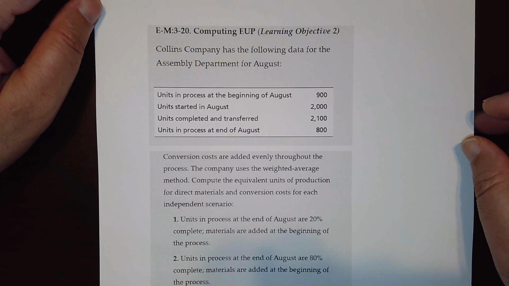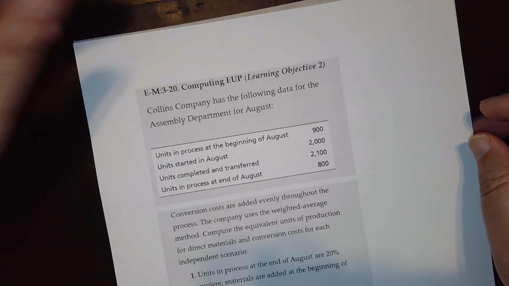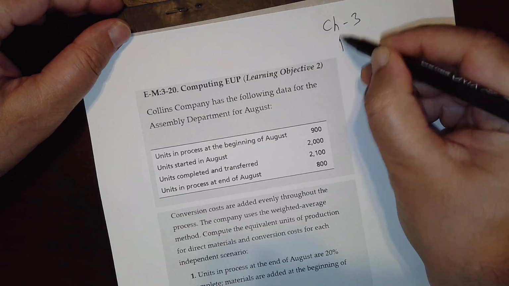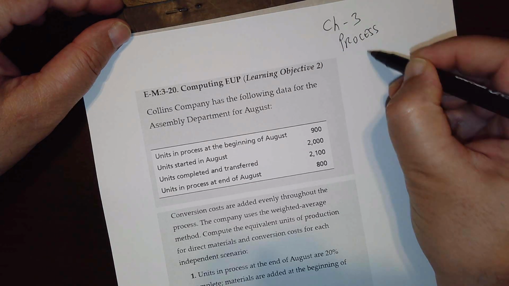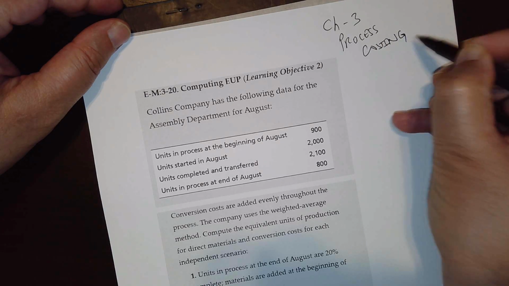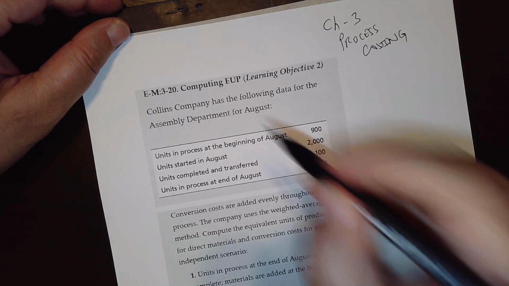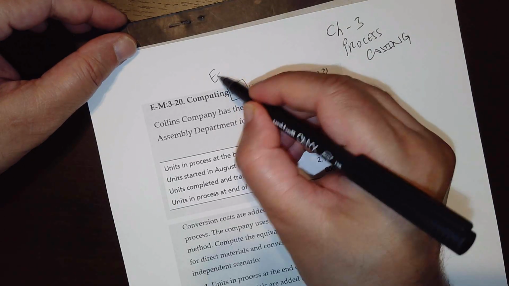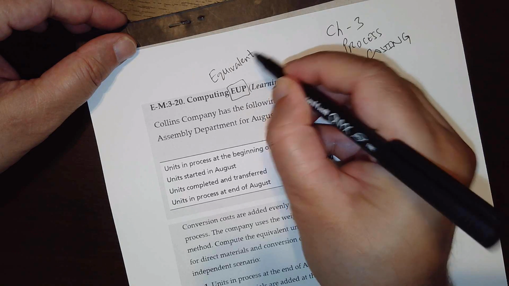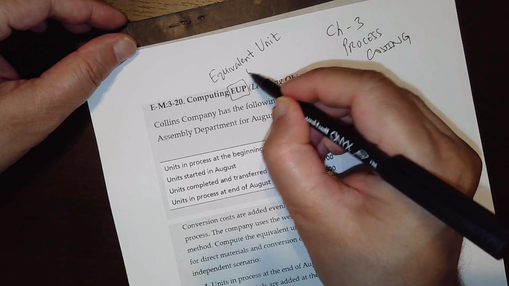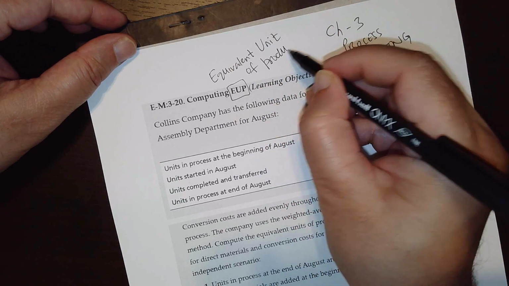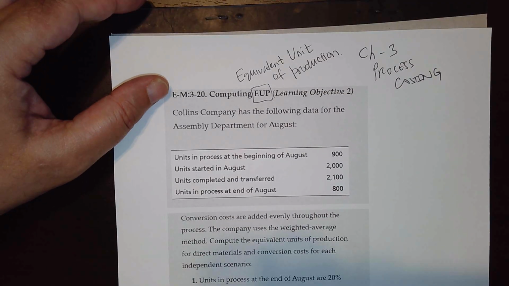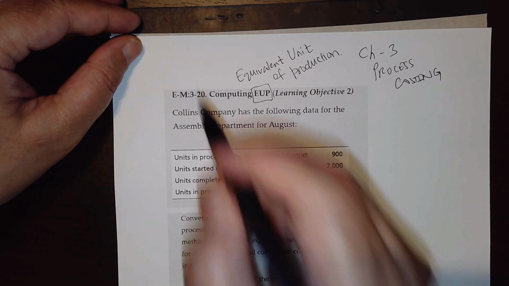Today we are going to talk in this video, which is from chapter 3, process costing. In this chapter we're going to talk about EUP, or equivalent unit of production. I have selected an exercise, E3-20, from your book.